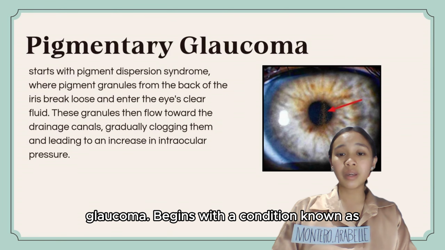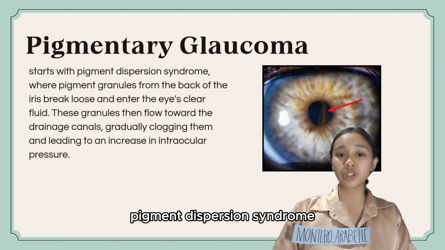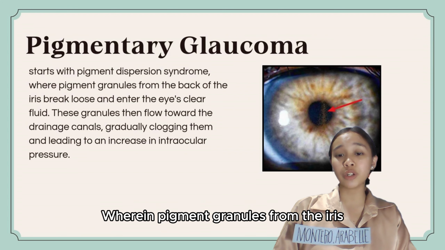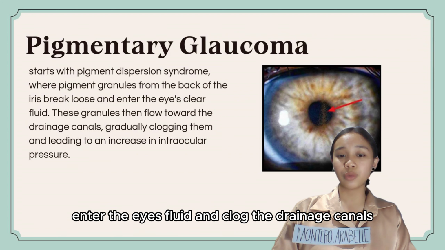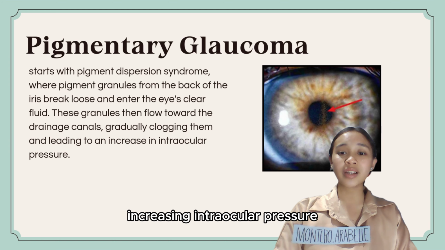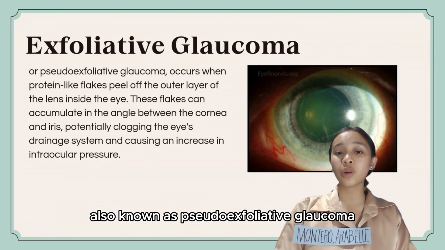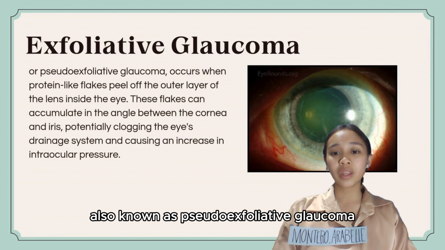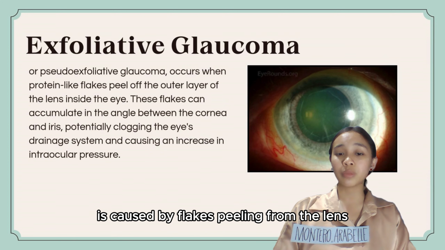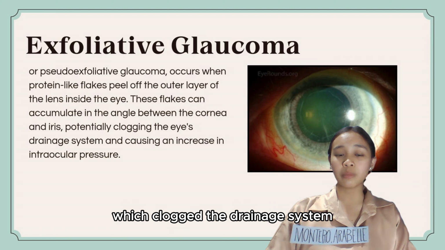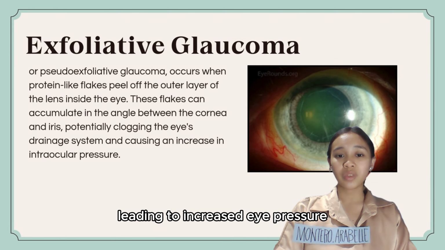Pigmentary glaucoma begins with a condition known as pigment dispersion syndrome, wherein pigment granules from the iris enter the eye's fluid and clog the drainage canals, increasing intraocular pressure. Exfoliative glaucoma, also known as pseudo-exfoliative glaucoma, is caused by flakes peeling from the lens, which clog the drainage system, leading to increased eye pressure.